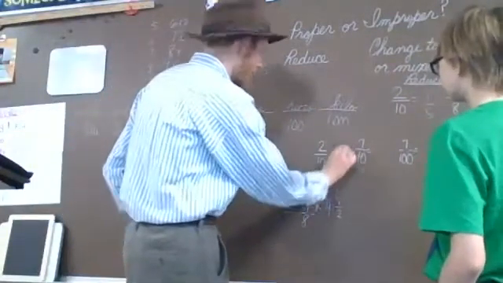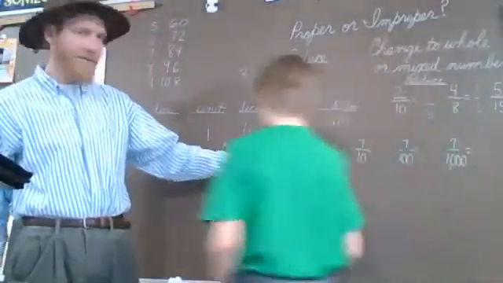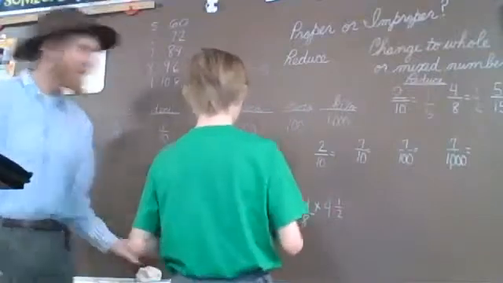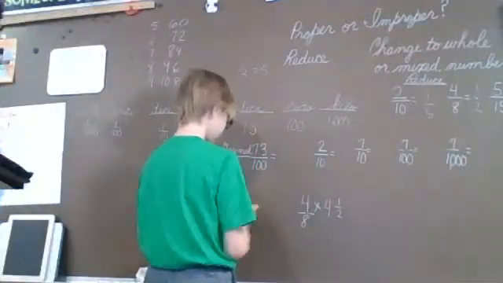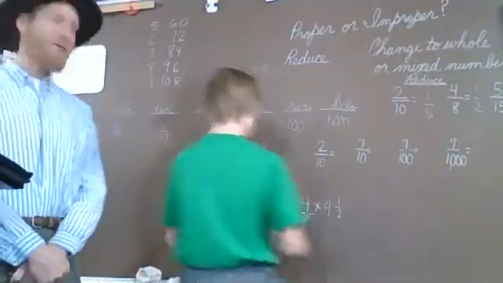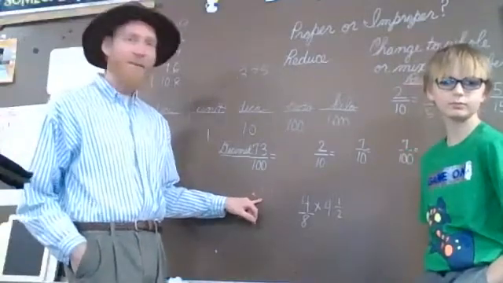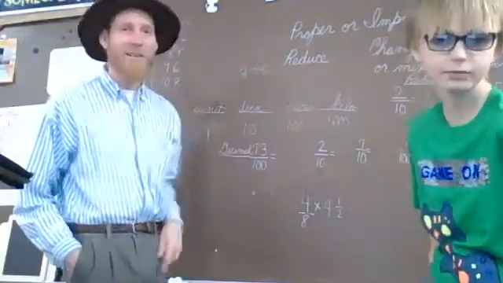Let's go back here. Decimal equivalent. 73/100 is the first one. Write the decimal equivalent. And you at home, see if you are getting the same thing. He wrote 0.73. Guess what? You're exactly right.